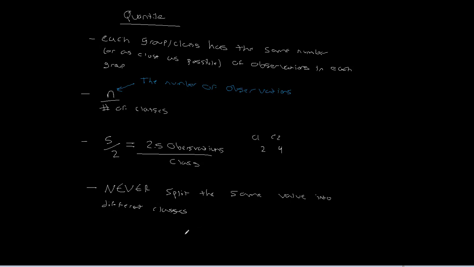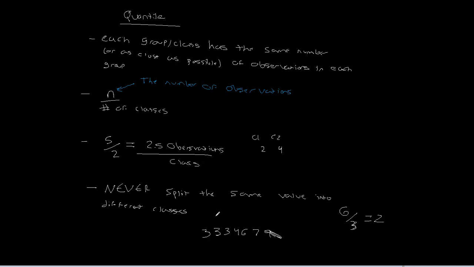So let's say we had 6 observations: 3, 3, 3, 4, 6, 7, right? And we wanted to make 3 classes. Normally we would take the number of observations, which is 6, and divide it into 3 classes. That would be 2 observations per class, right?